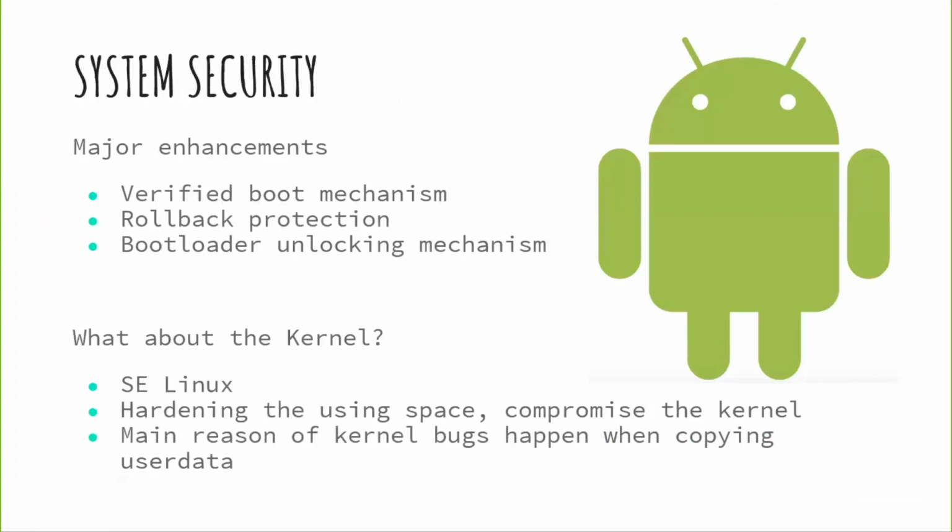Let's talk now about system security. The major enhancements to protect your operating system with Android are: Android now has a verified boot mechanism, where every signature of every stage of boot is checked before being run. The rollback protection in verified boot will no longer allow booting an operating system that is known to have rolled back to an older version.